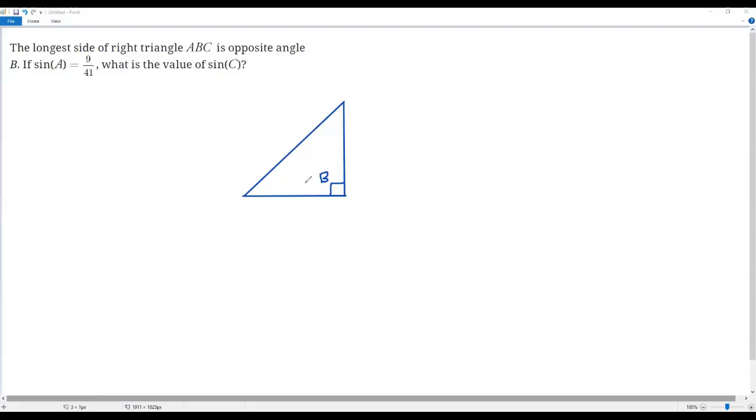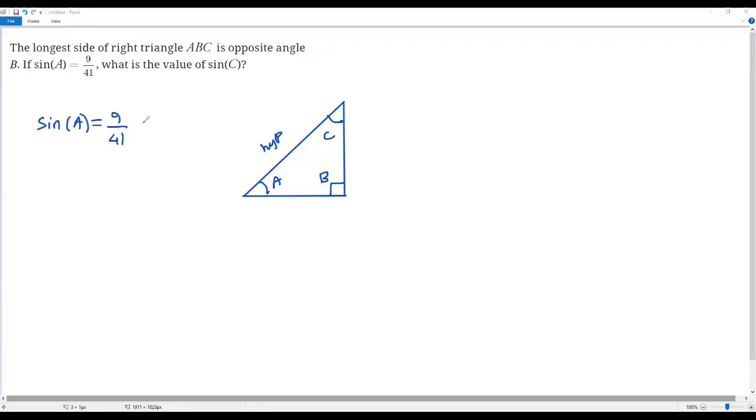Okay, so we have two more angles, A and C. We can consider angle A over here and angle C over here. So this is the longest side of the triangle, which is called the hypotenuse. Now it is opposite to the right angle, B, according to the question. And also we have the value of sine A. Sine A equals 9 over 41.